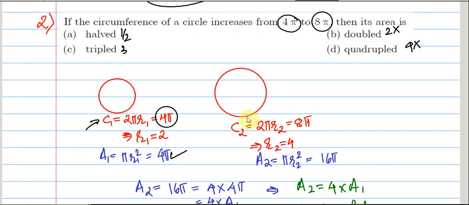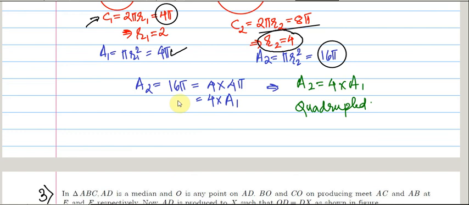Same thing we can do for the other circle, which is bigger in size, because the circumference is increased to 8 pi. This is the circumference. From this we are getting the radius. Radius is 4 and area is 16 pi.